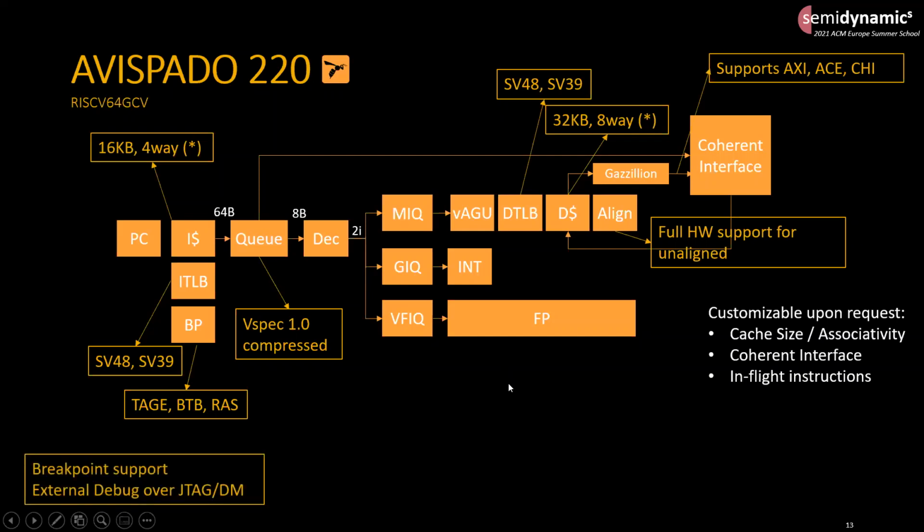We obviously have breakpoint support and external debug over JTAG and the debug module. So if you put that in your SoC, then you obviously get access to the debug port of the core.